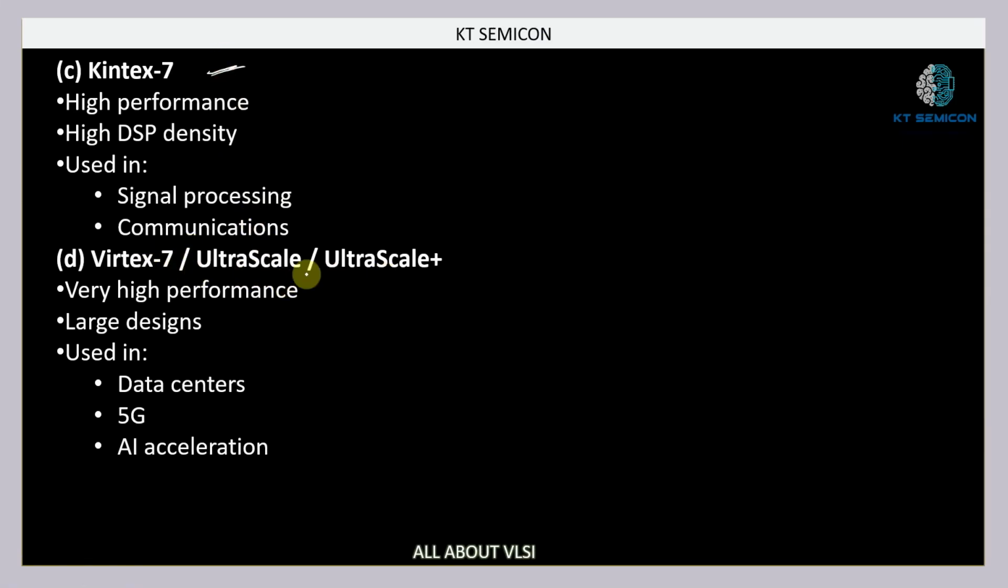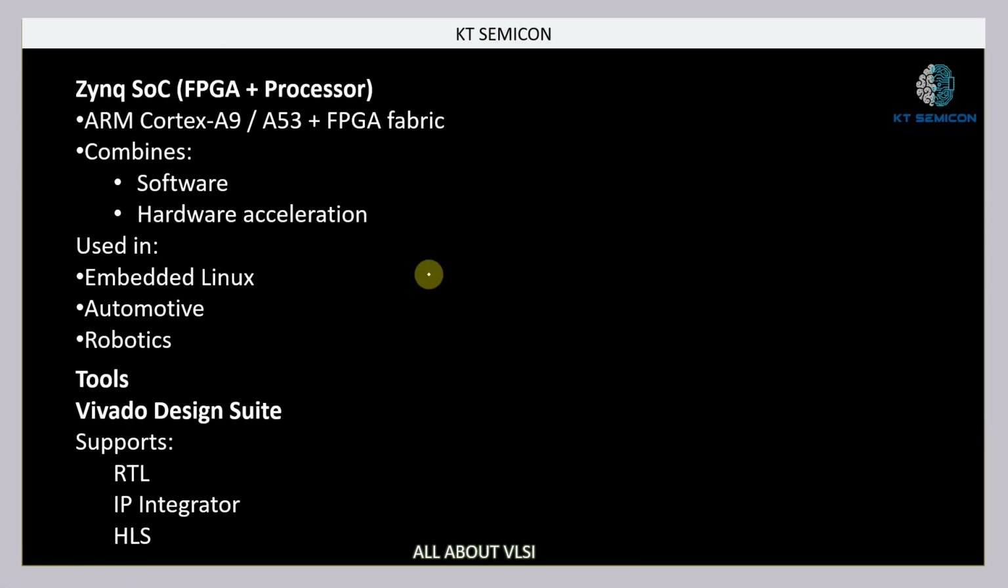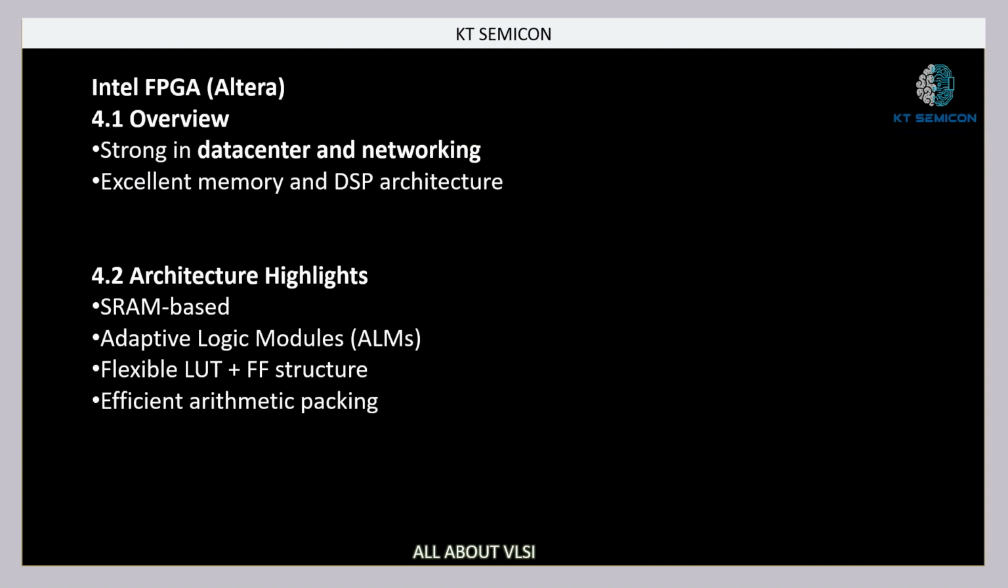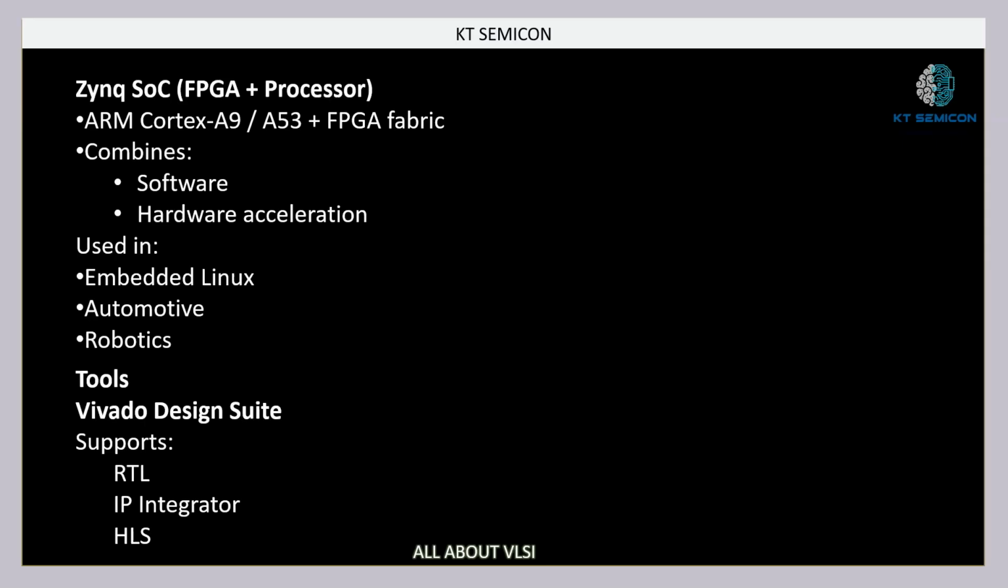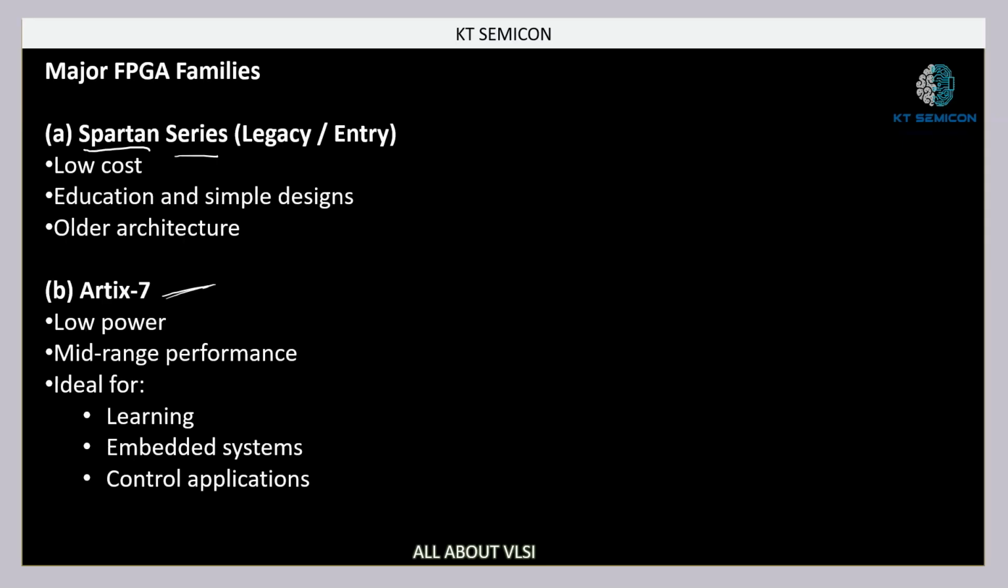And we have also Vertex, UltraScale Plus, and Zynq SoCs, where we have FPGA plus processor. What is this FPGA plus processor that we are going to see? There are so many vendors, and why I'm showing these particular things is that you will get some familiarity and get used to these names, right? So we have Spartan, Artix, Kintex, Vertex and Zynq. All of this will come under your Xilinx.